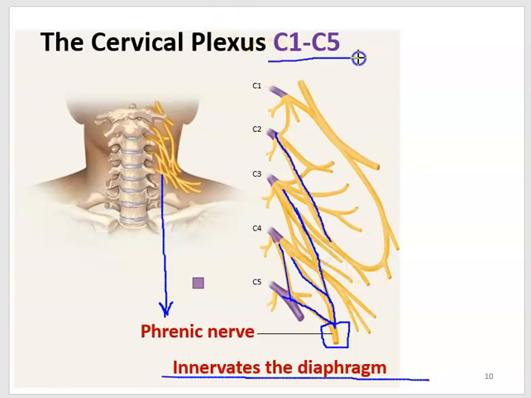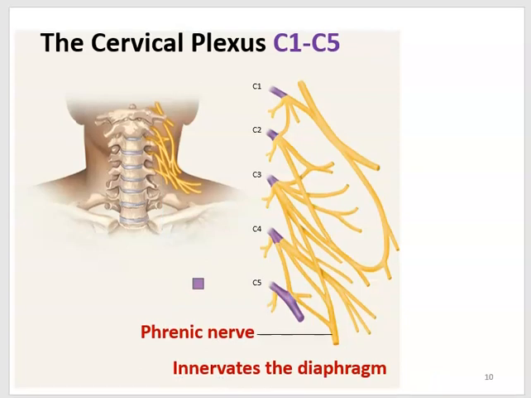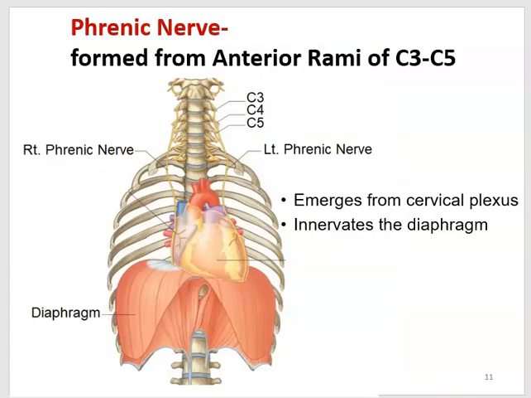So the cervical plexus is C1 through C5, and we typically see that the phrenic nerve is formed from just C3 to C5. So these three cervical anterior rami contribute fibers to the phrenic nerve, which innervates the diaphragm, which contracts when you inhale. Breathe.